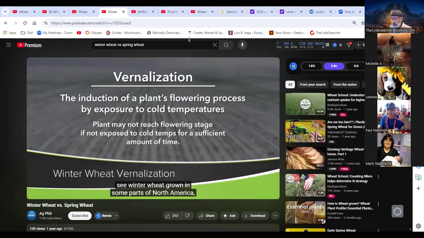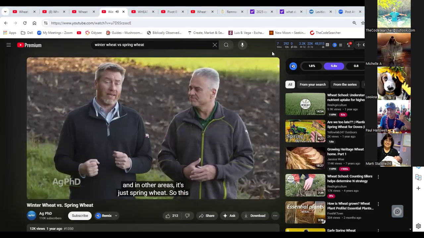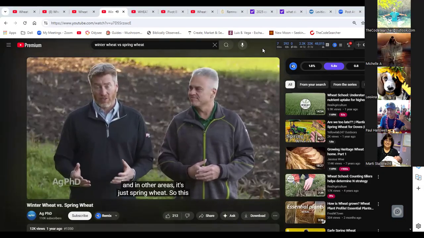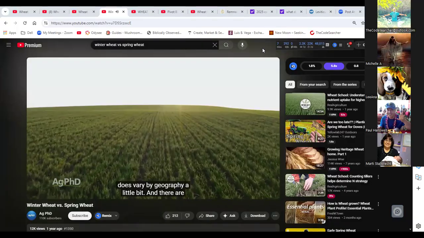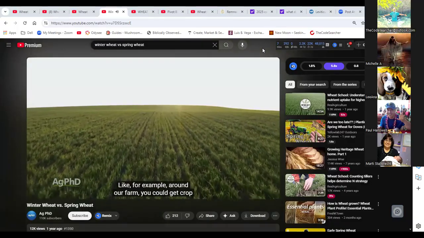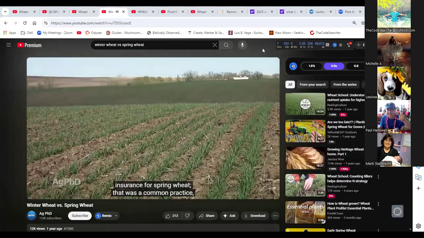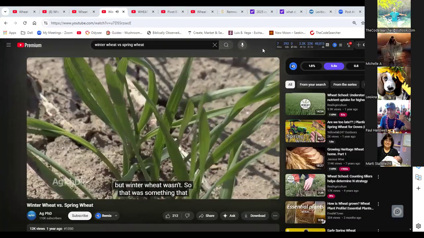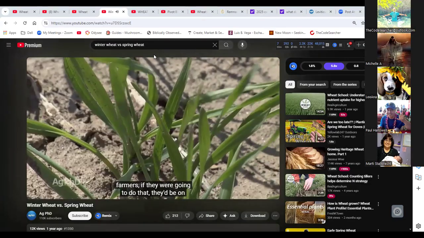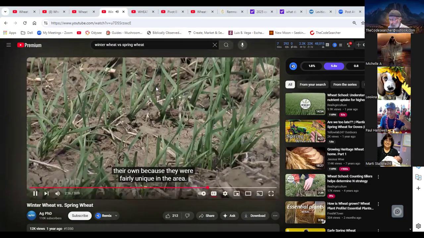All right. Winter wheat is grown in some parts of North America, and in other areas, it's just spring wheat. So this does vary by geography a little bit, and there are some areas that'll be both. Like, for example, around our farm, you could get crop insurance for spring wheat. That was a common practice, but winter wheat wasn't. So that was something that farmers, if they were going to do that, would be on their own because they were fairly unique. You hear what he said? Back in the day, you couldn't get winter wheat insurance. Why? It's a gamble. Because you have to have the right conditions to get a winter wheat to grow. And even still, you're not going to get a harvest in May. You're not even going to have harvestable wheat in May.